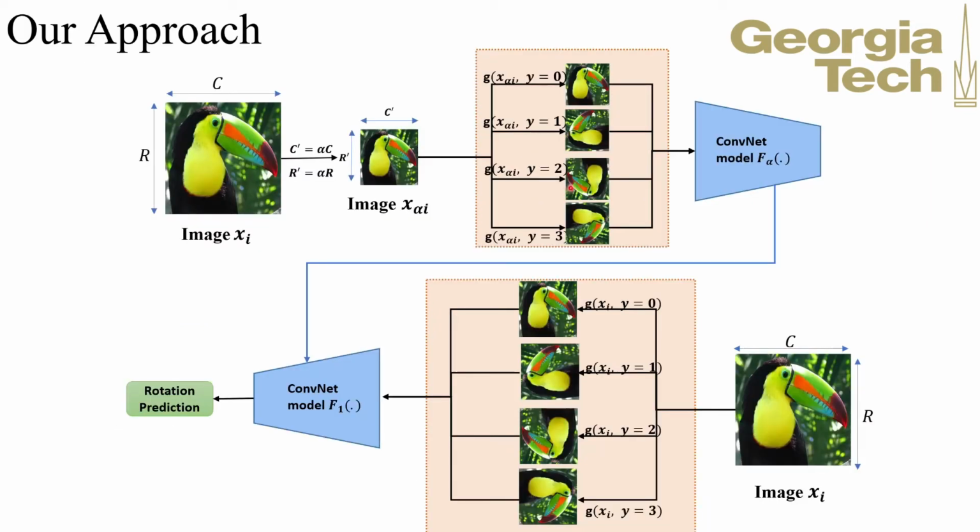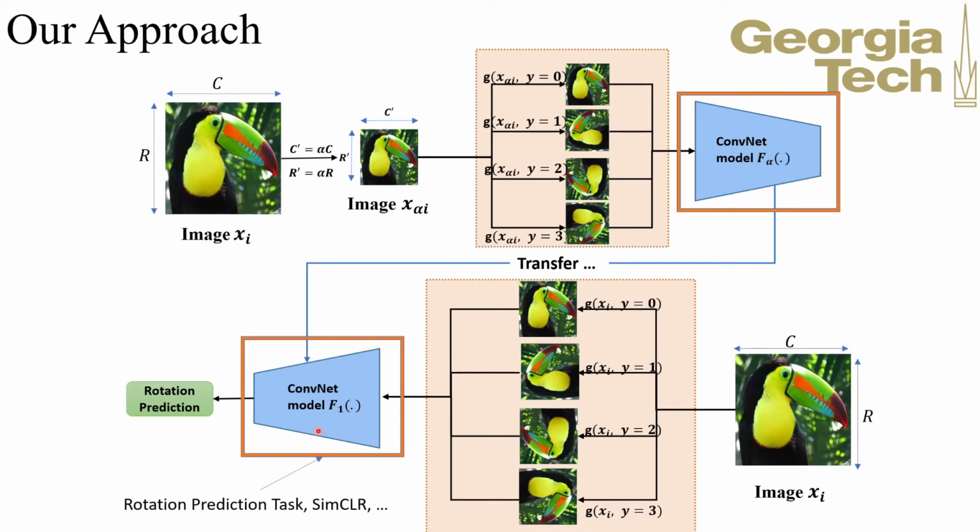Taking a two-model ScaleNet as an example, after training F alpha, the parameters learned from F alpha are transferred to another larger scale model F1. The ConvNet F1 is trained on the original input dataset X based on the parameters learned from F alpha. Note that ScaleNet allows users to train more than one pre-trained model before training F1. The ConvNet model F here can not only be the rotation prediction task, but also other famous representation learning methods such as SimCLR.